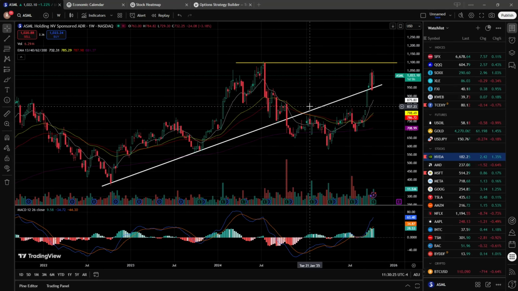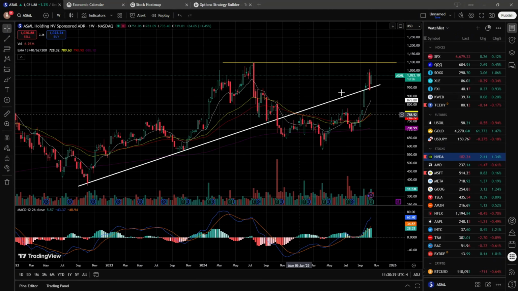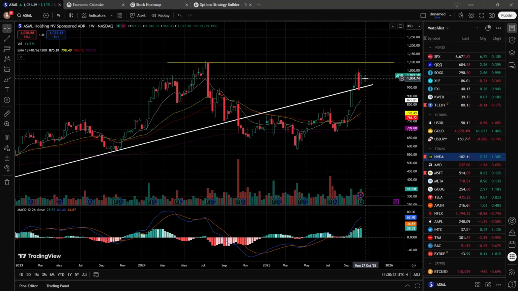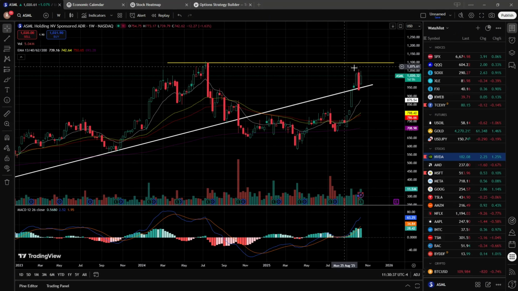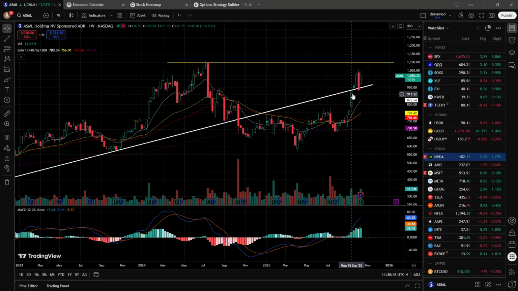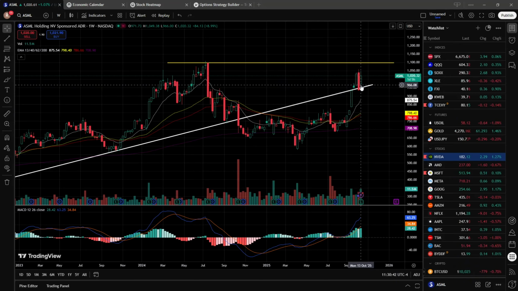Uptrend interpretation: pick two low points, extend it, see where they land. The more bottoms that touch, the better. As your uptrend, the most recent top is the yellow line right here. So price action on ASML is right in between, above the uptrend and below the most recent high. That's the technical.